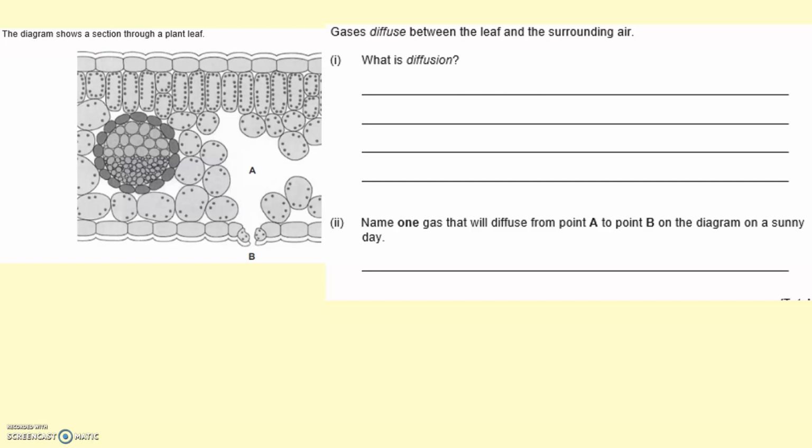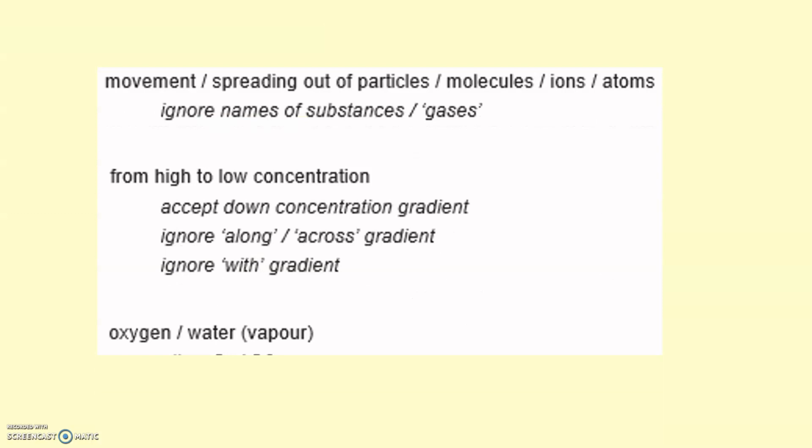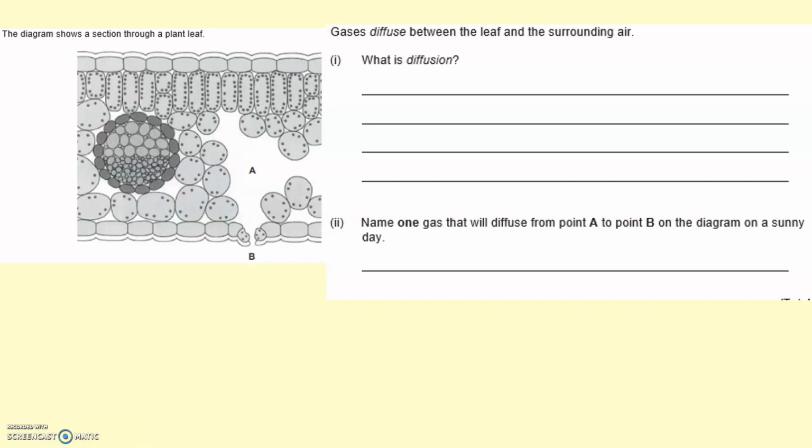Okay, let's go through your answers now. So, diffusion is the movement of particles or molecules or ions, atoms, from a high concentration to a low concentration, down a concentration gradient. So it is the movement of particles, molecules, ions from an area of high concentration to low concentration down a concentration gradient. Then the next question is, name one gas that would diffuse from point A to point B.